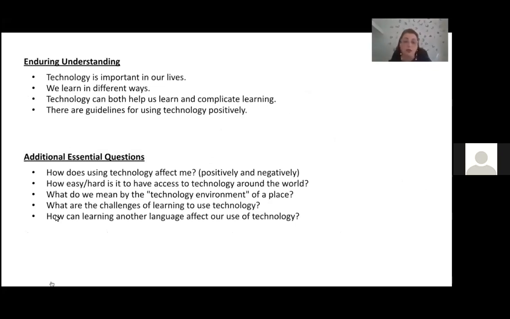We have the enduring understanding, as we know, the enduring understanding is based on the big idea, and that has a lasting value beyond the classroom. And the students will understand that technology is important in our lives. We learn in different ways. Technology can both help us learn and it can also complicate our learning. And there are guidelines for using technology positively.